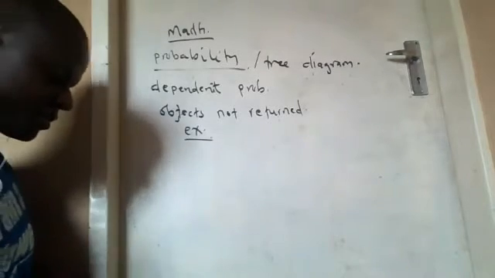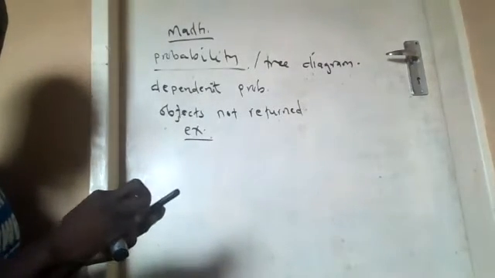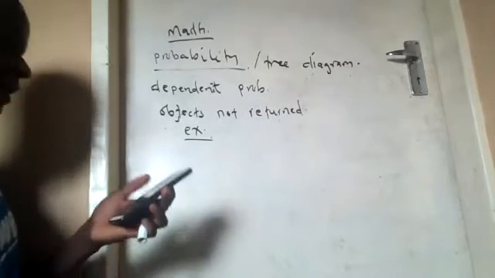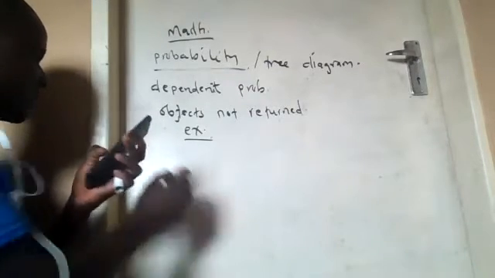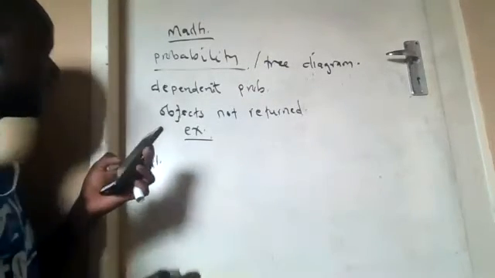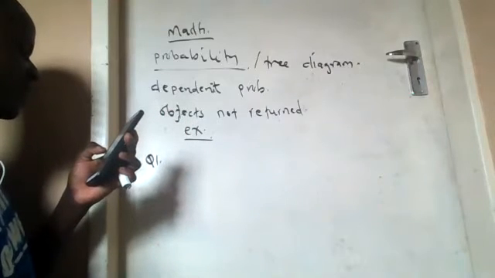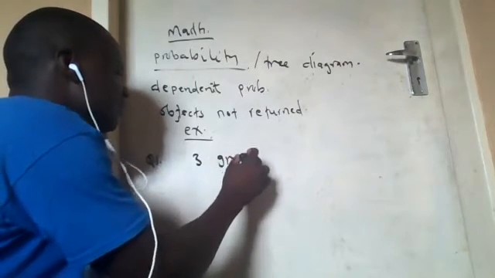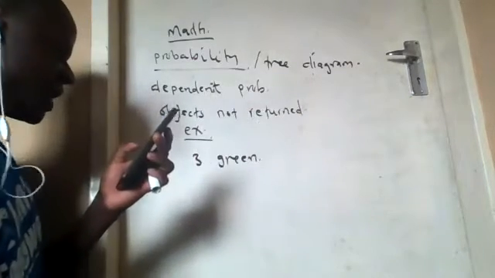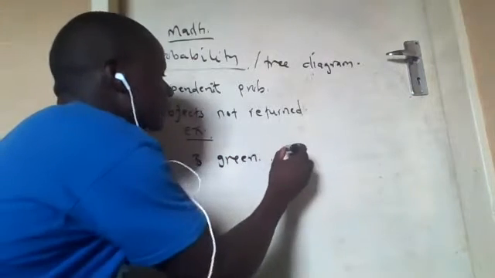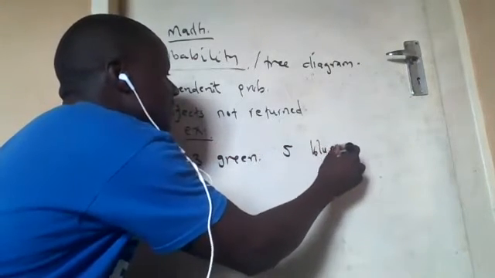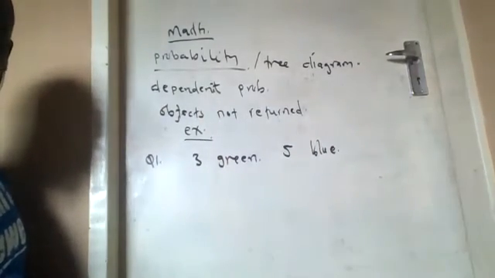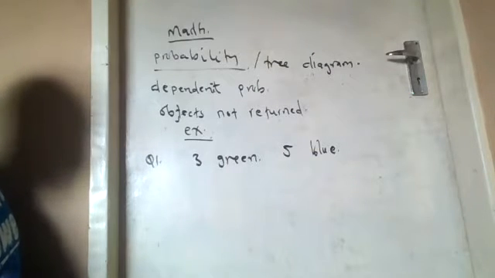Okay, so the first example that was given, which I'm going to call example 1 in our tree diagram, the one that was sent, says a box has 3 green discs and 5 blue discs. So we have those types of discs.